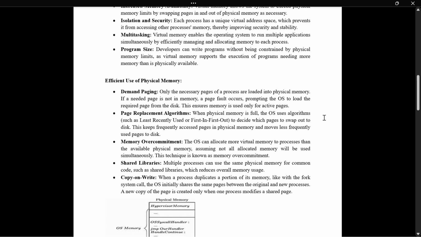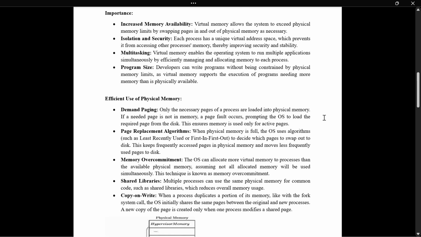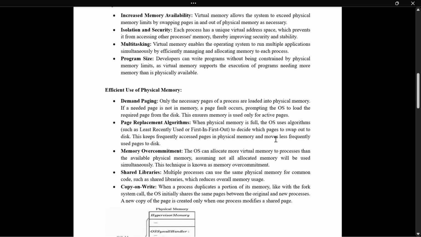For the effective use of physical memory: demand paging, page replacement, memory overcommitment, shared libraries, and copy on write. Demand paging: only the necessary pages of a process are loaded into physical memory. If a needed page is not in memory, a page fault occurs, prompting the OS to load the required page itself. When the physical memory is full, the OS uses algorithms to decide which page to swap out to the disk, which is called the page replacement algorithm.